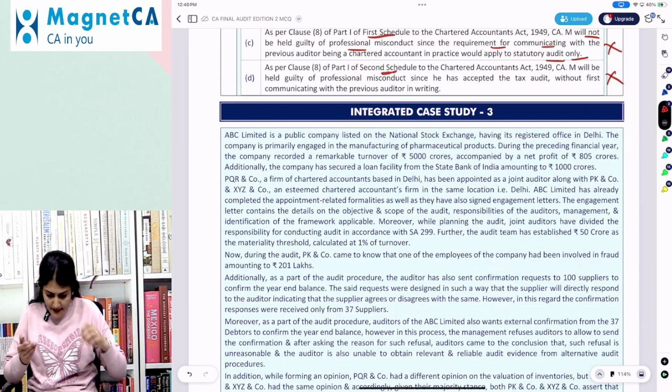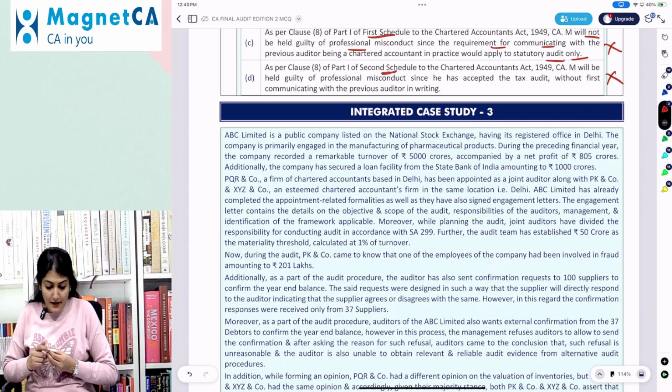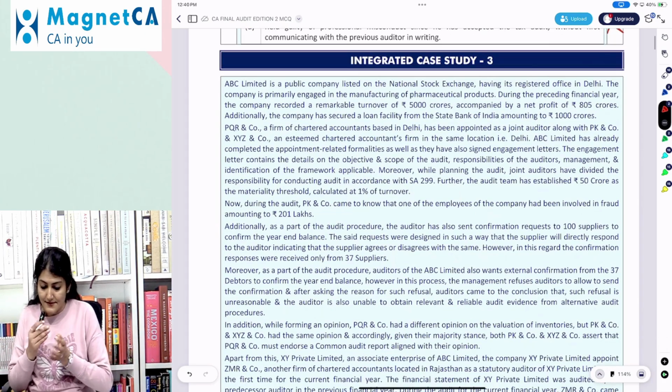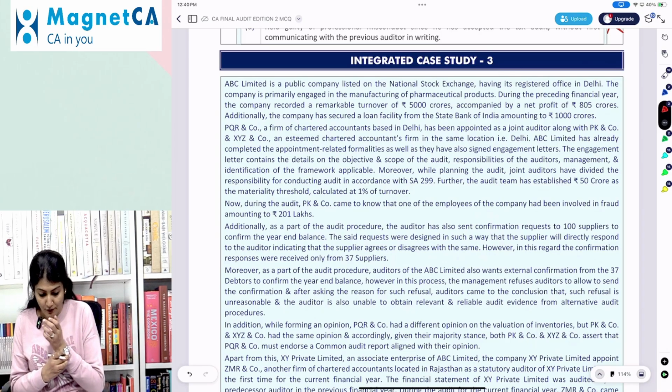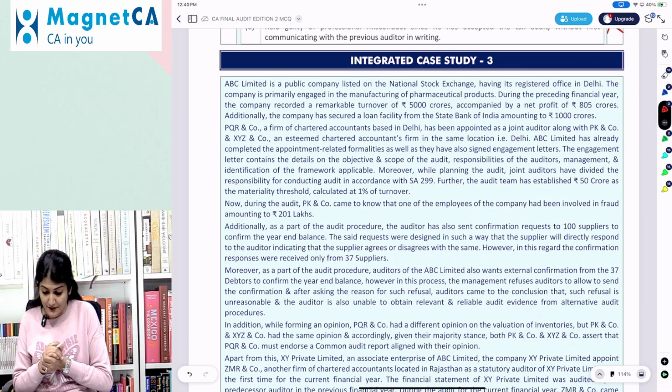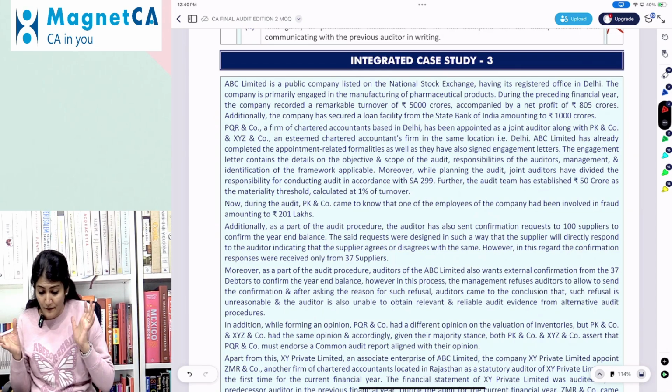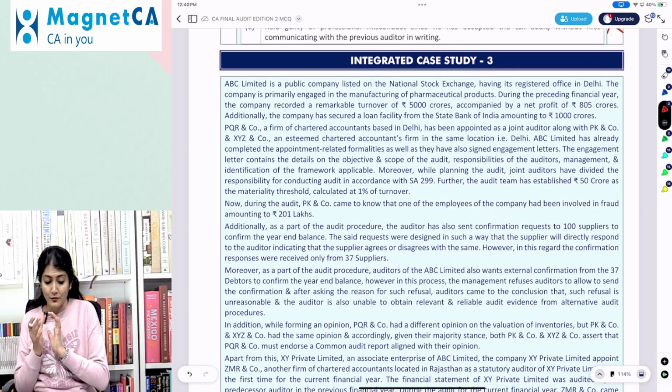So let's come to the integrated case study 3. ABC Limited is a public company listed on the NSE having its registered office in Delhi. The company is primarily engaged in the manufacturing of pharmaceuticals. During the preceding year, the company recorded a remarkable turnover of 5,000 crore accompanied by a net profit of 805 crore. Additionally, the company has secured a loan facility from the SBI amounting to 1,000 crore.